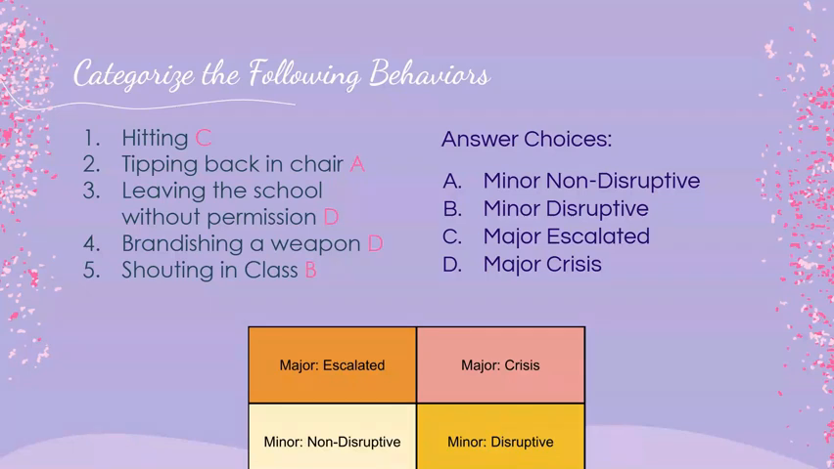Then you'll have major crisis. That is when things are as escalated as possible. There is an immediate and imminent danger. So things like if a student brandishes a weapon or any sort of illicit materials, or if they're leaving the school without permission, there is a threat to safety there.